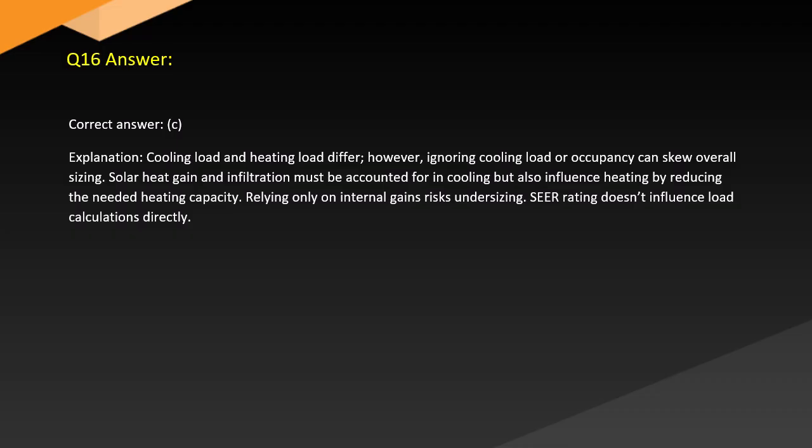Answer. Correct answer, C. Explanation. Cooling load and heating load differ, however, ignoring cooling load or occupancy can skew overall sizing. Solar heat gain and infiltration must be accounted for in cooling, but also influence heating by reducing the needed heating capacity. Relying only on internal gains risks undersizing. SEER rating doesn't influence load calculations directly.